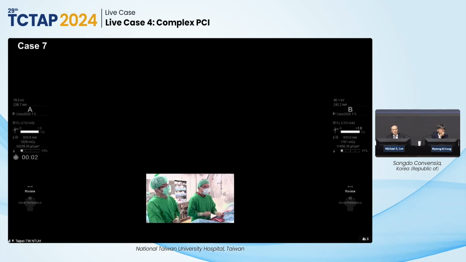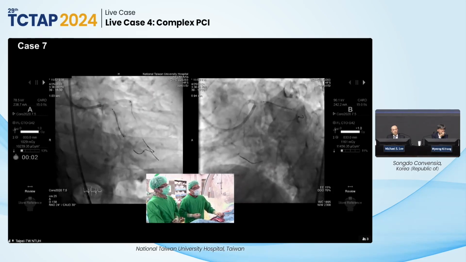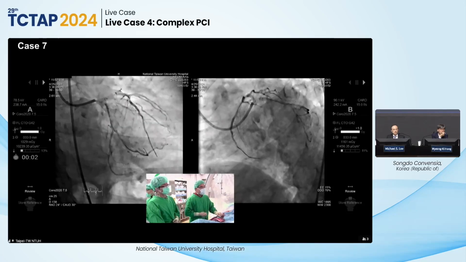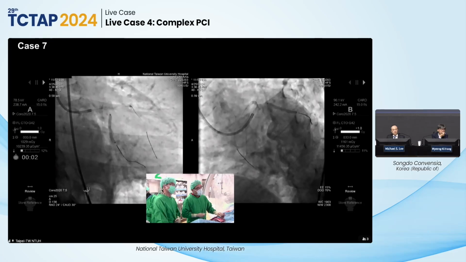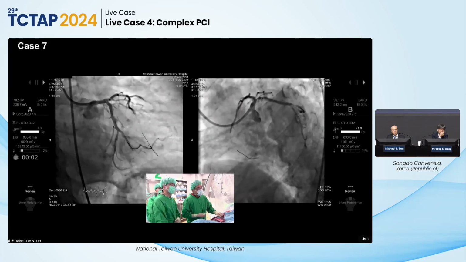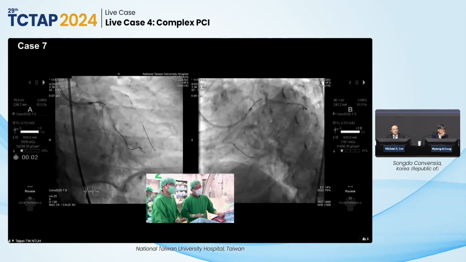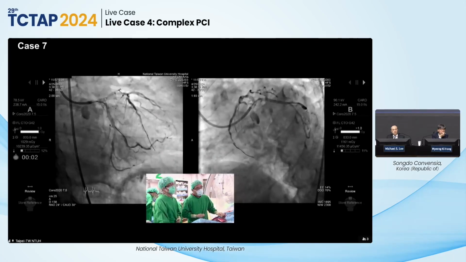Next as well, the circumflex. Okay. So we decided to put in an Onyx 3.0 by 26 for the distal circumflex. Next one. Deployed. Next one. Result. Next one. And then a 3.5 by 15 Onyx from left main to circumflex as well.